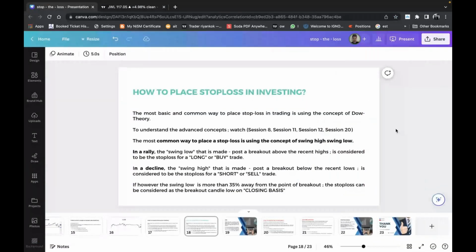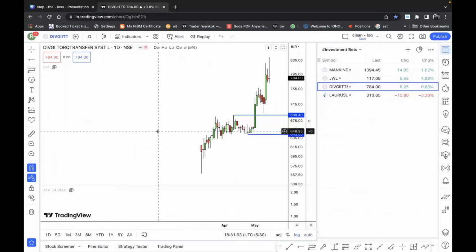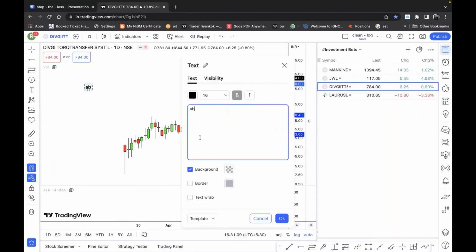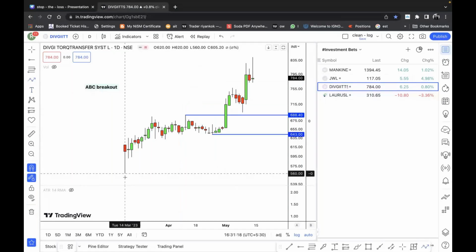I will give you another example, which is of Devji Transformers Limited, a very recently listed company. Now the pattern that formed here, I taught in my last session. This pattern is called an ABC breakout pattern, which had recently formed. So what happened here? The stock listed around 560. The stock started to go up. It came up till 685.